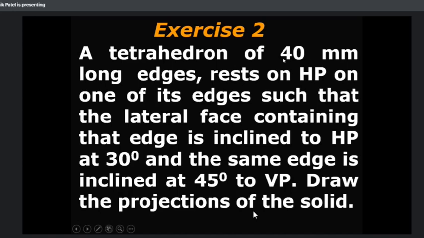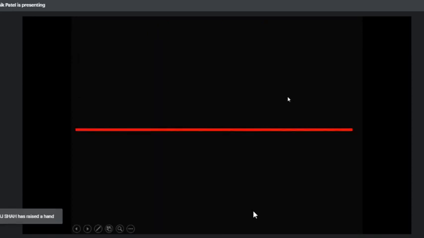Now what is the length of edges? 40 mm. So the length of edges is given as 40 mm here. Second, the lateral face containing that edge is inclined to the HP at 30 degrees. Whichever edge the tetrahedron is resting on, that lateral face is inclined to the HP plane at 30 degrees, and then we incline the edge 45 degrees to the vertical plane. So first step, we will draw the reference line XY.